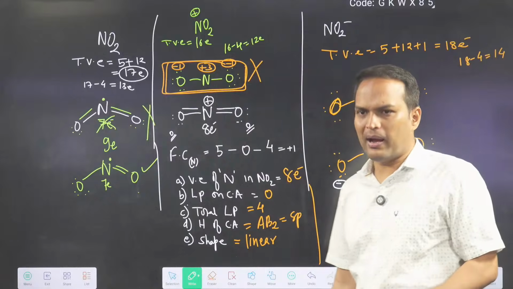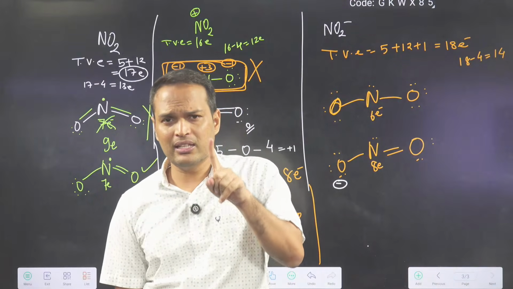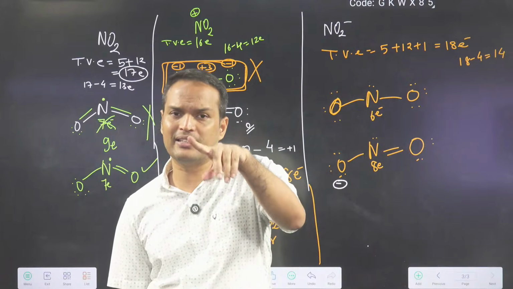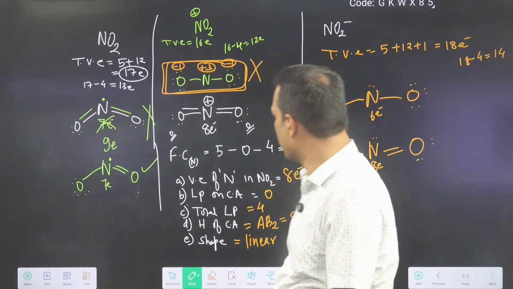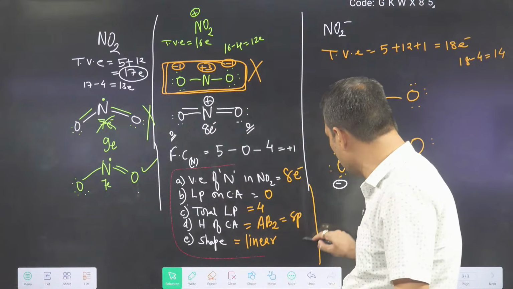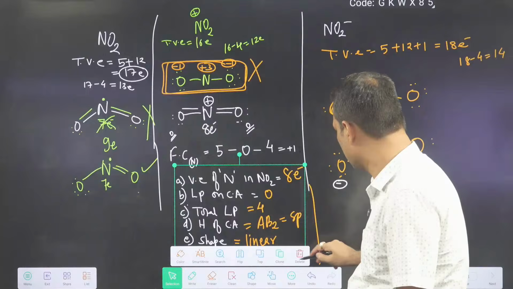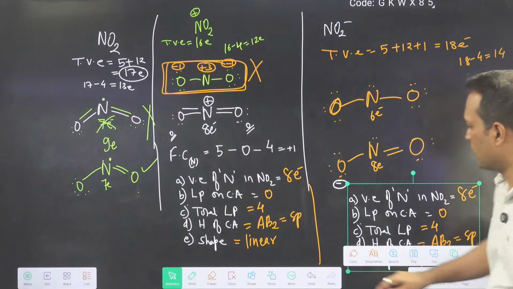Now you can keep this in mind also: whenever you see a negative charge and oxygen is there, you can think the oxygen will have a single bond and the negative charge is present on it. I will give you some examples, don't worry. Okay, let's try to do all these questions for this.